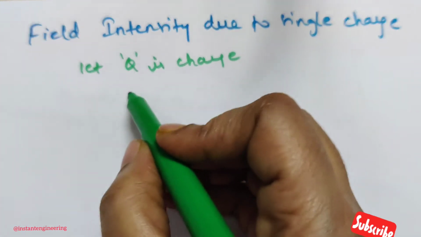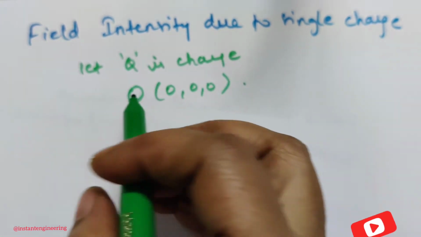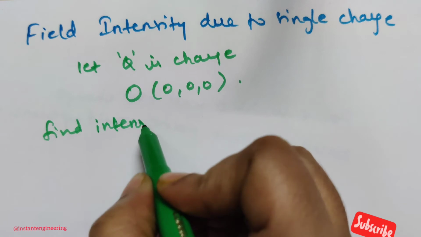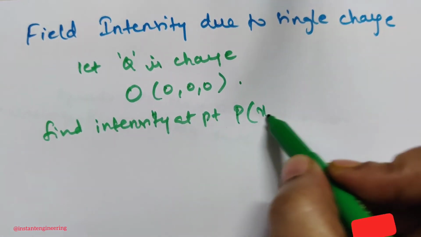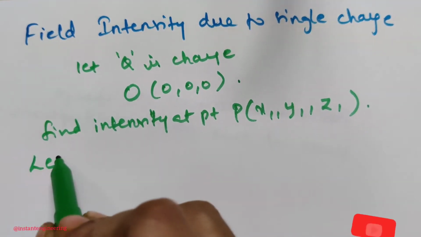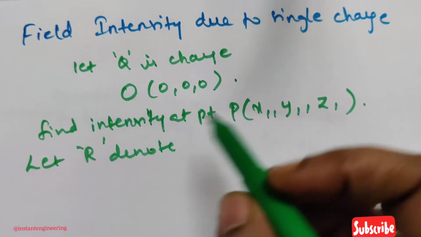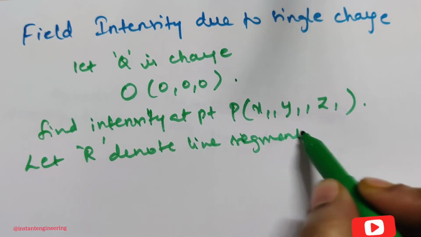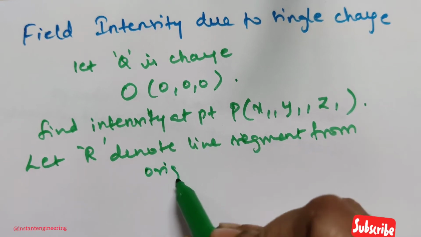It is placed at the origin O, so the point is 0, 0, 0. And you have to find the electric field intensity at a point P. Suppose P is (x1, y1, z1). Now consider R to denote the line segment from the origin to P. That means the distance from origin O to P.